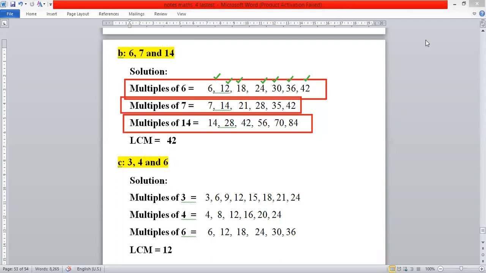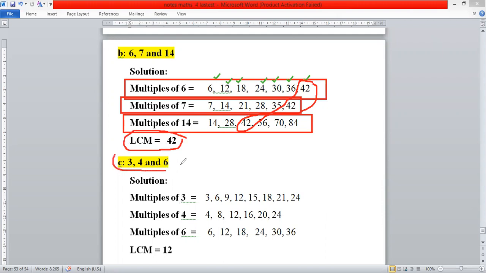So after writing the multiples, we will circle the least common multiple, the first common multiple. First common multiple is also known as lowest common multiple. So therefore, we write LCM is equal to 42.